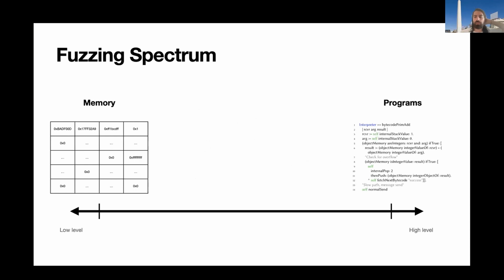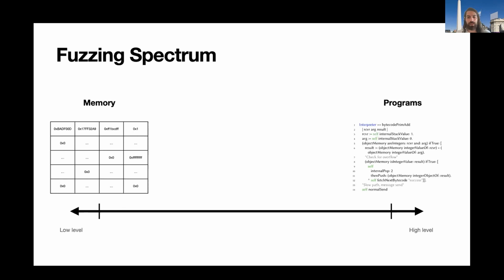So we started looking at the spectrum of different ways of fuzzing. The typical way that people use right now to fuzz virtual machines and language implementations is more high level. It automatically generates programs that execute on top of a virtual machine and exercise some part of it. Most of the work there is to test JIT compilers.